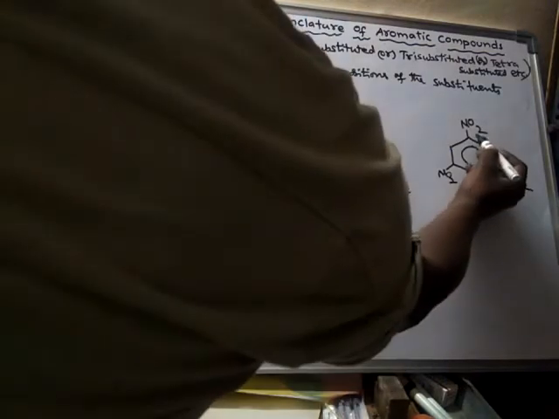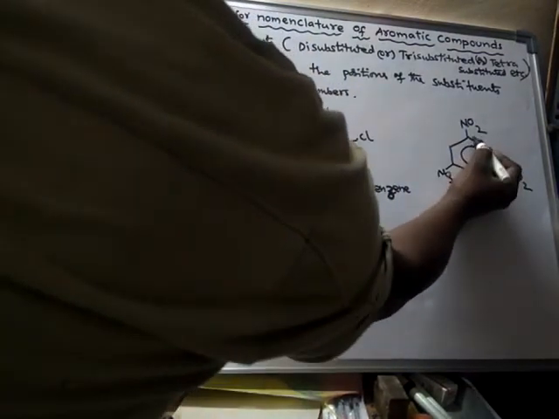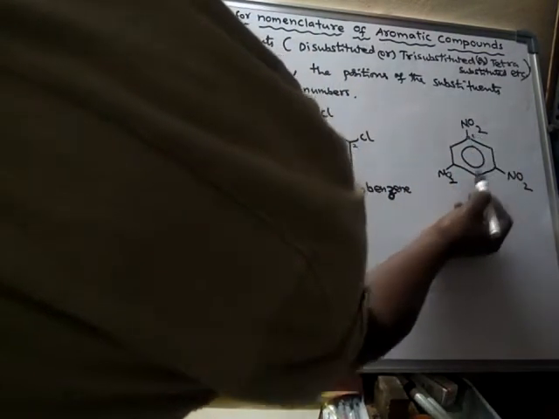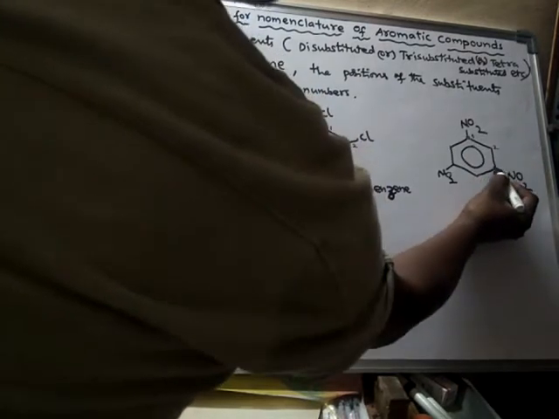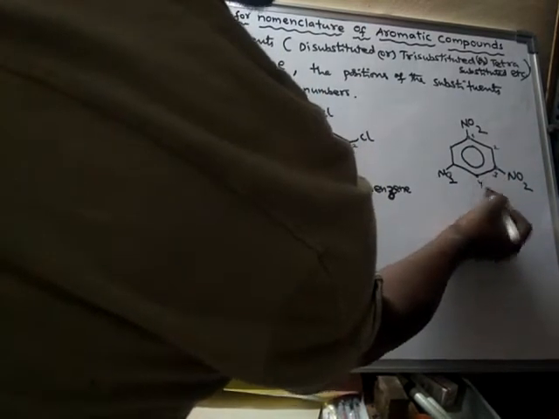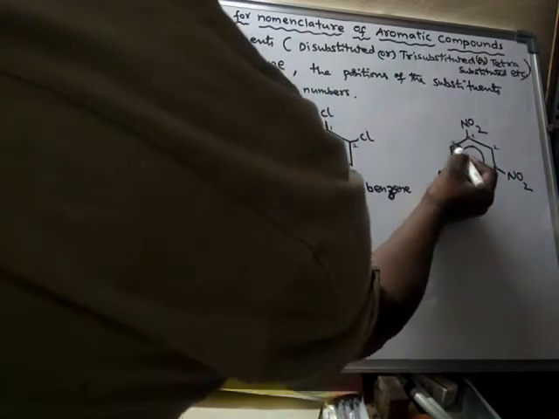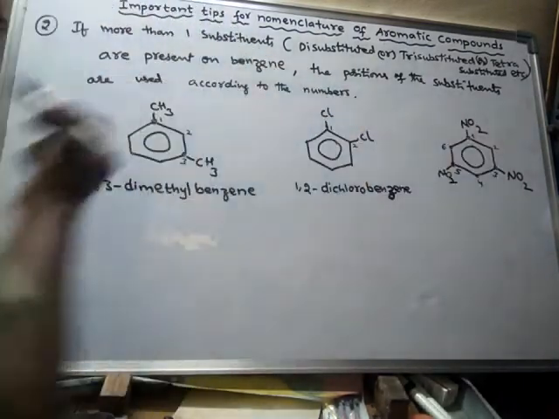Now let us treat this carbon as the first carbon. This will be the second carbon, this will be the third carbon, this will be the fourth carbon, this will be the fifth carbon, and this will be the sixth carbon. Okay.